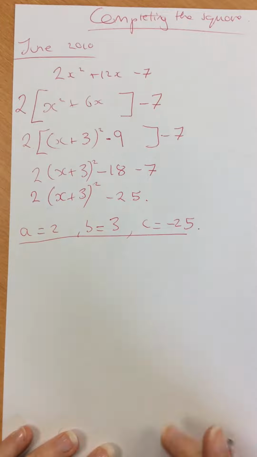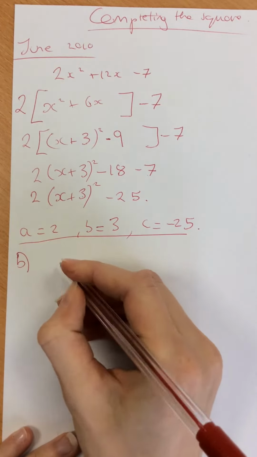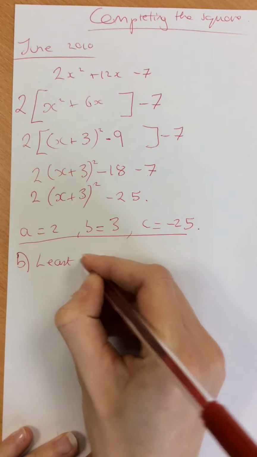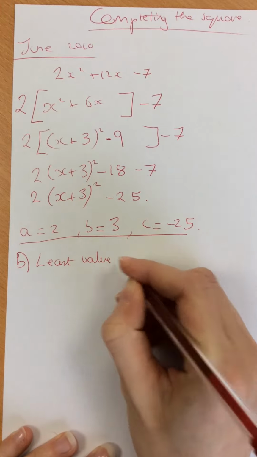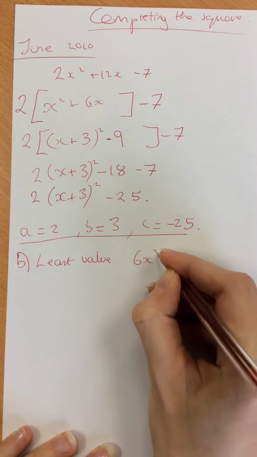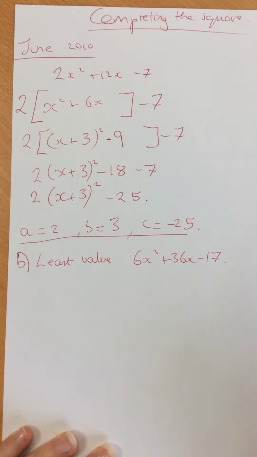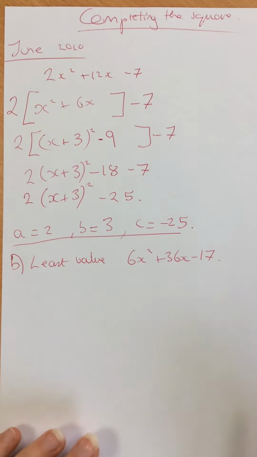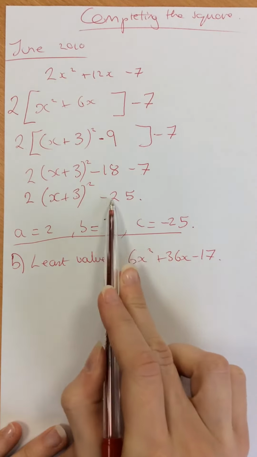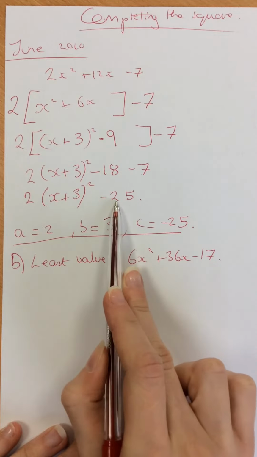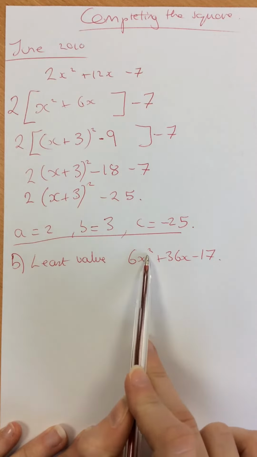Part B then says find the least value of 6x squared plus 36x minus 17. When you have a question like this, the least value comes from the bit on the outside, so the part C. But we always need to compare the two equations.